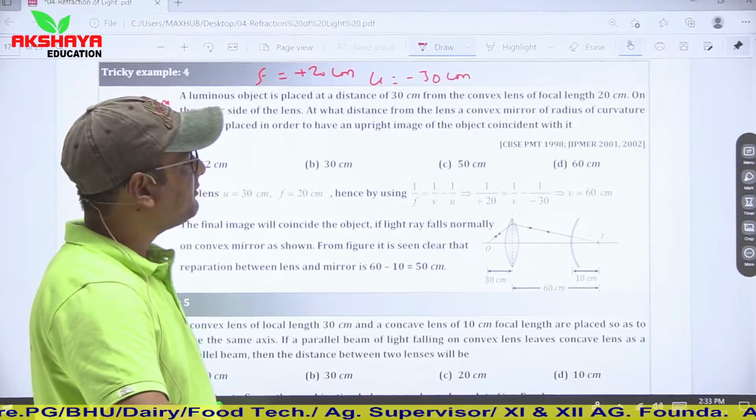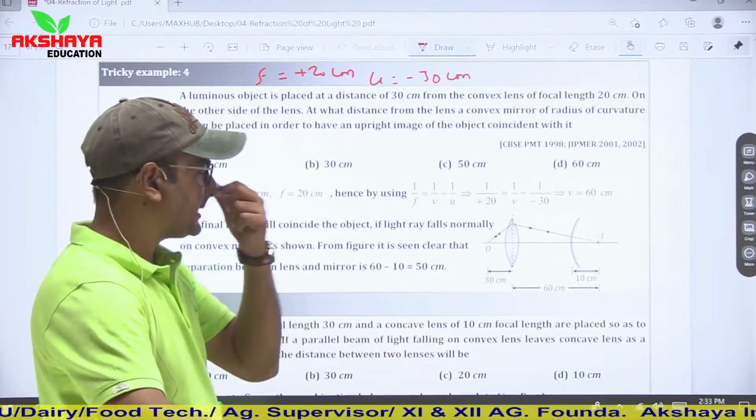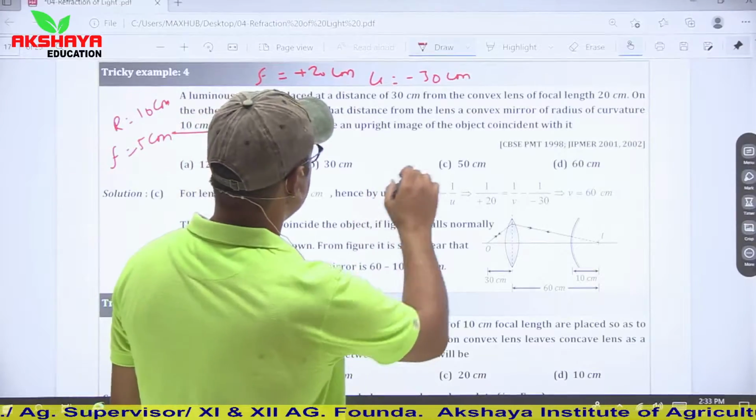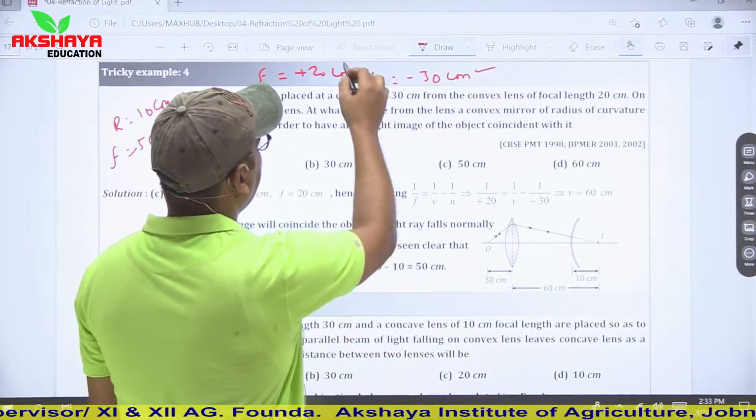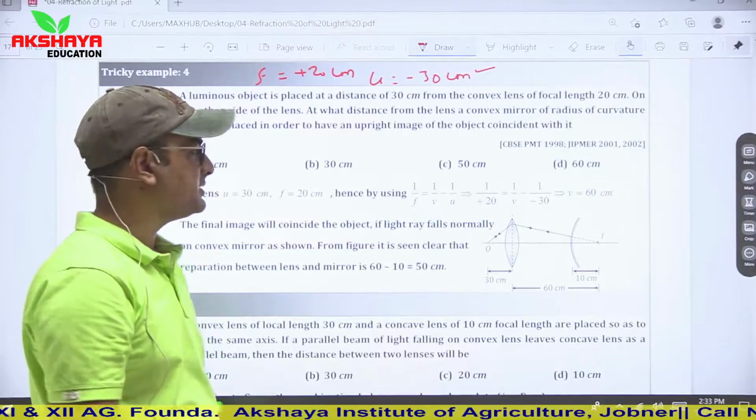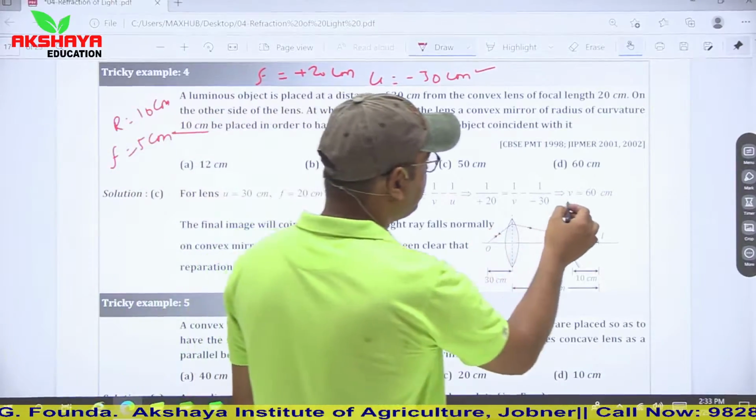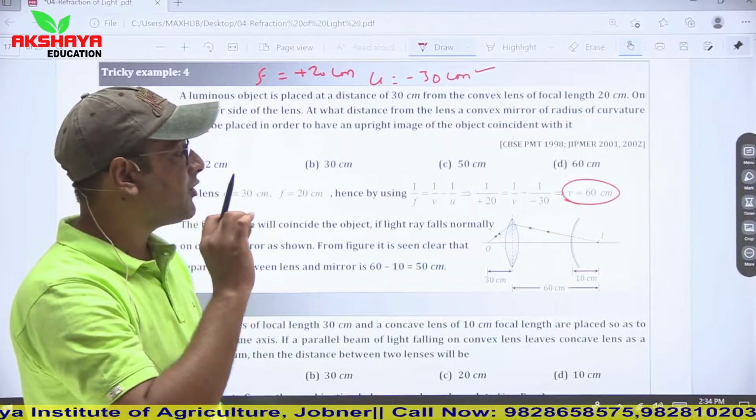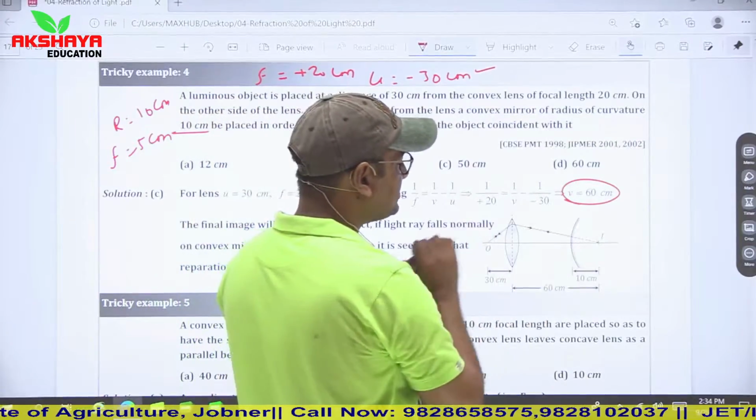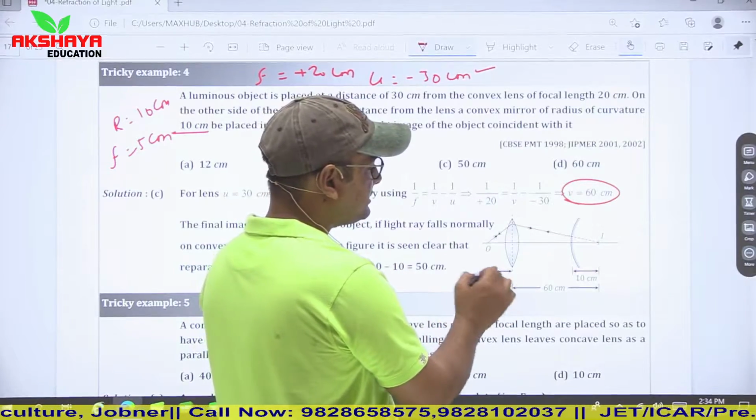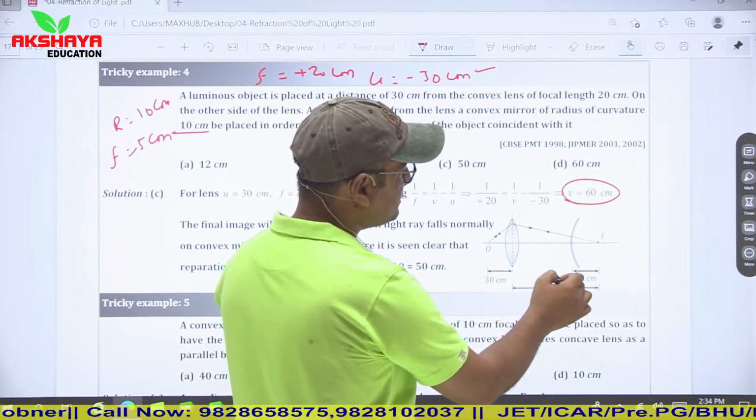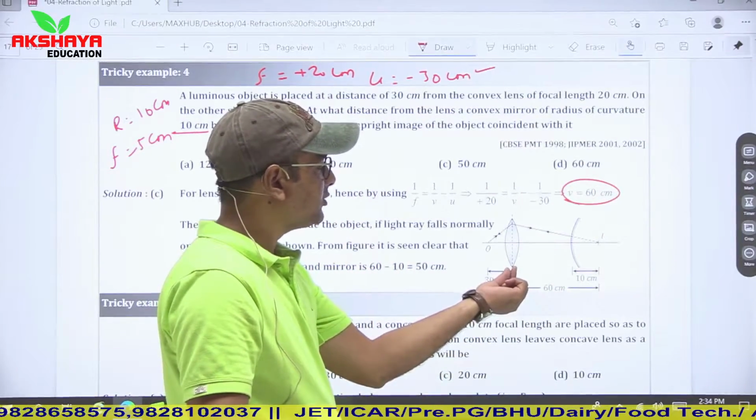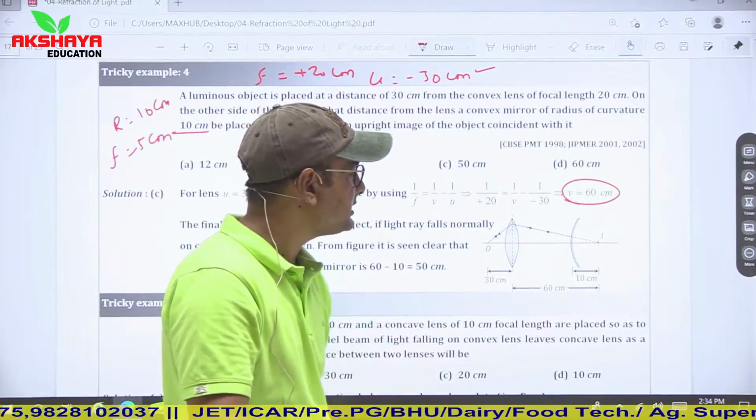So that the upright image of the object coincides with it. So this is the case which has been explained here. First of all, for the lens you are given U and F. So calculate V, the position of image. If you calculate the position of image, then it is very clear that it is at plus 60 centimeter, means a real image is formed at 60 centimeter distance. So this object is at 30 centimeter and its focus is at 5 centimeter. So here the separation between the optical center of this lens and its image is 60 centimeter.